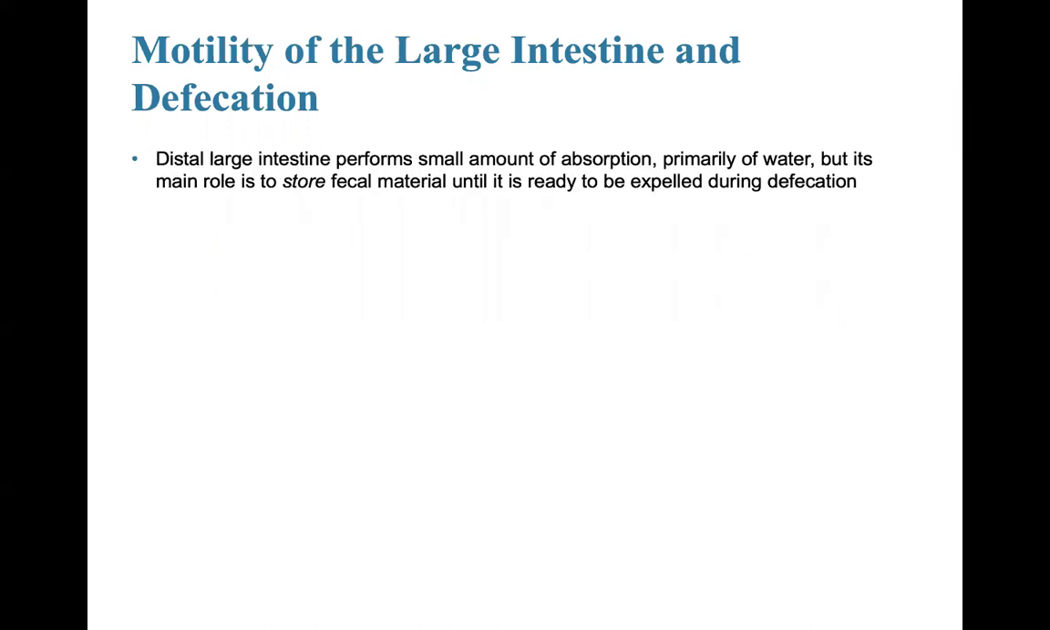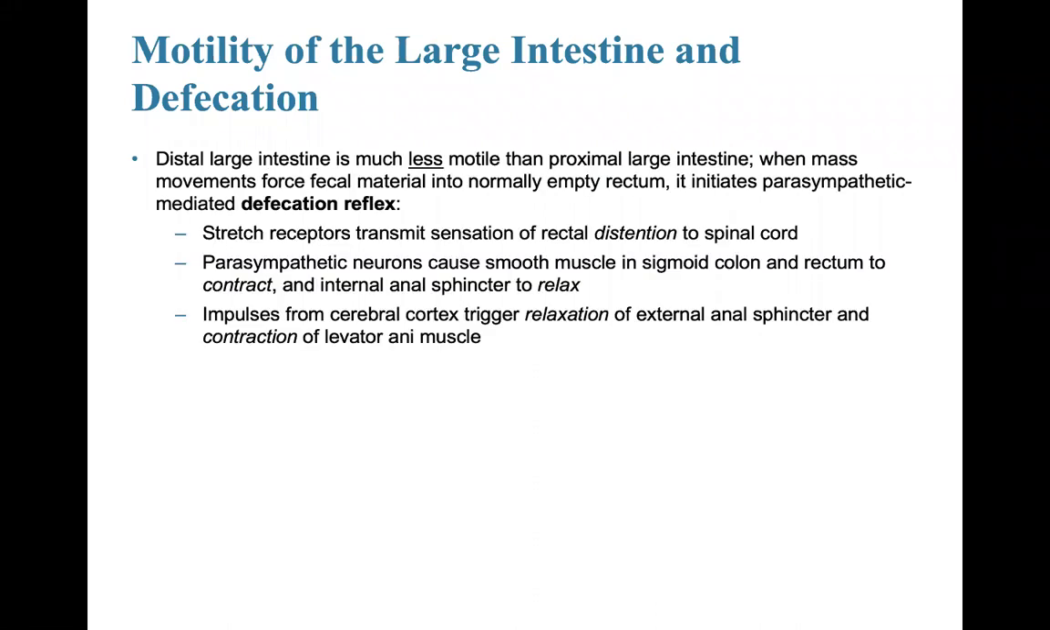The distal large intestines performs a small amount of absorption, primarily that of water, but its main role is to store fecal material until it can be expelled through the process of defecation. The distal large intestines is much less motile than the proximal large intestines. When mass movement forces fecal material into the normally empty rectum, it then initiates the parasympathetic mediated defecation reflex.